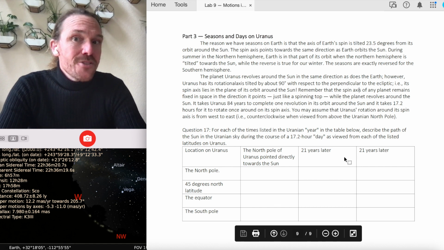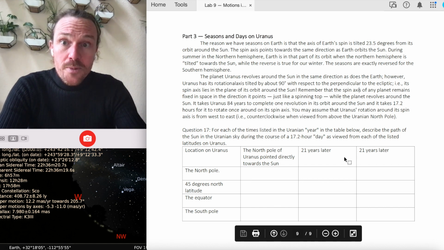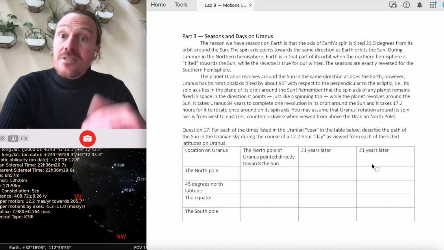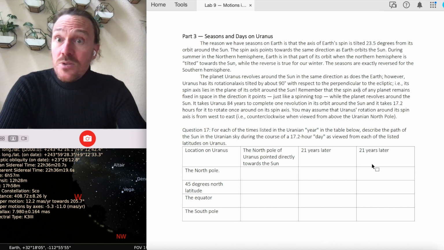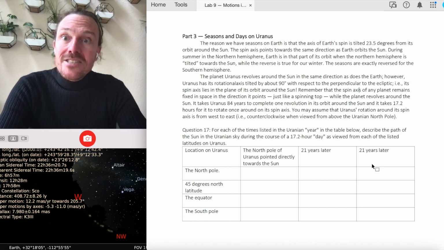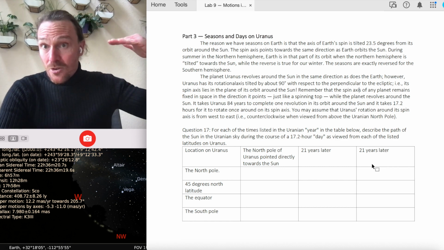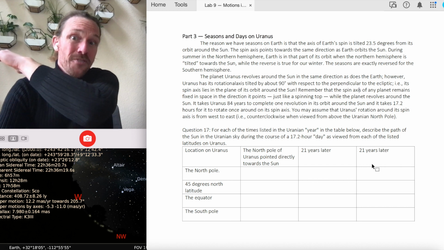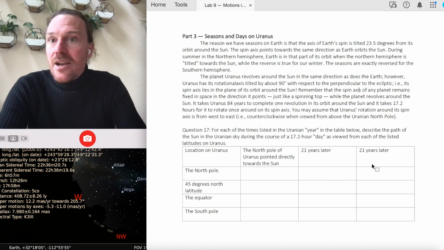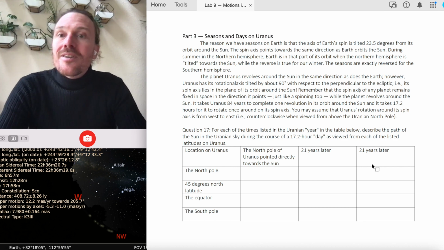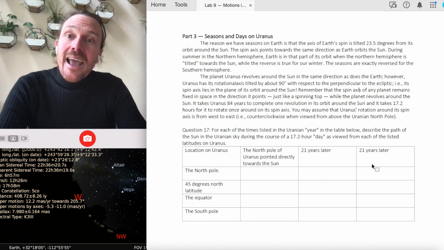So the North Pole of Uranus is pointed directly towards the sun, and you'll fill in each of those. Then 21 years later, so think 21 years, that's a quarter of an orbit later. And then 21 years later again, which is 42 years. Well, 42 years is half a year of Uranus. So that would get you from North Pole facing to South Pole facing. After that it repeats, but in the opposite order. And there you go. That's the unusual relationship between seasons and the year of Uranus.